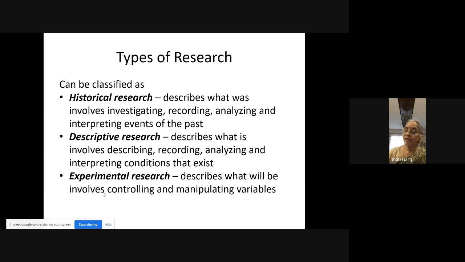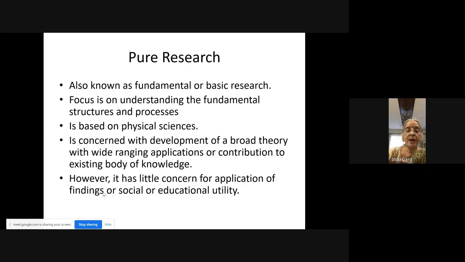And next we come to the other three which I talked about: the pure, applied, and the action research. I don't want you to go through all this because I think I will just tell you that pure research is nothing but basic fundamental research, and mostly it is done in science laboratories.